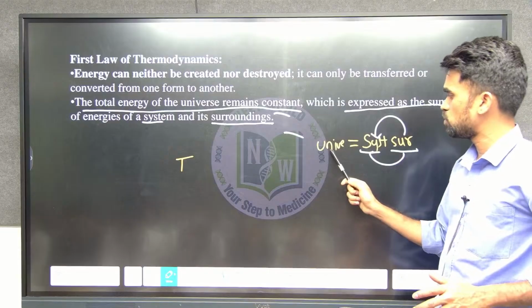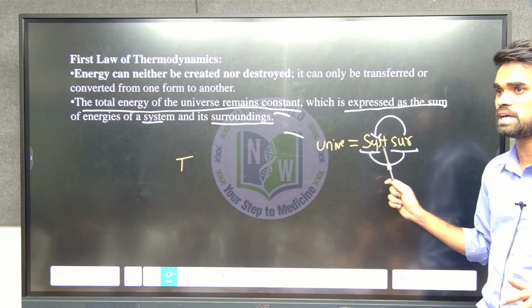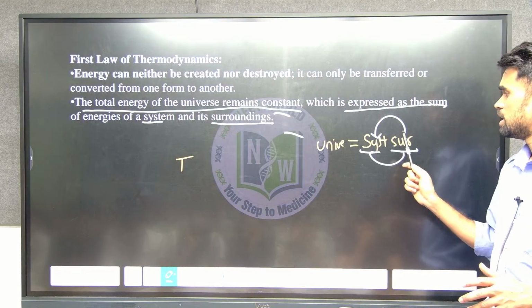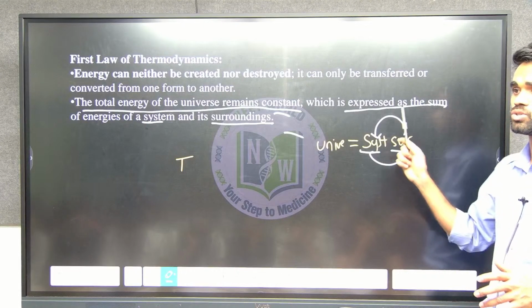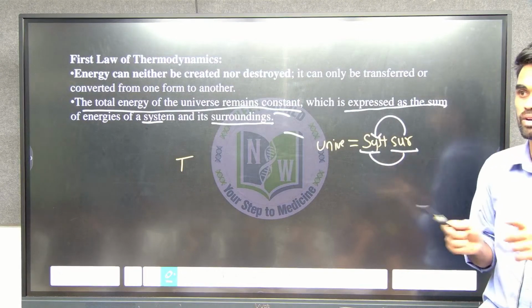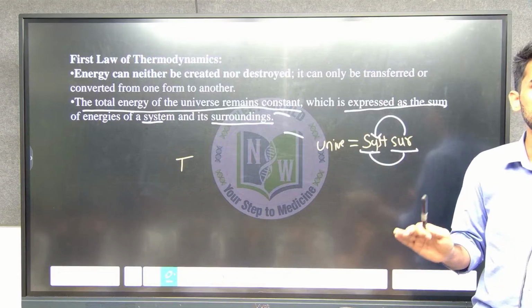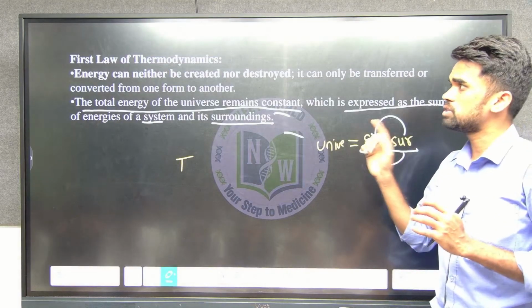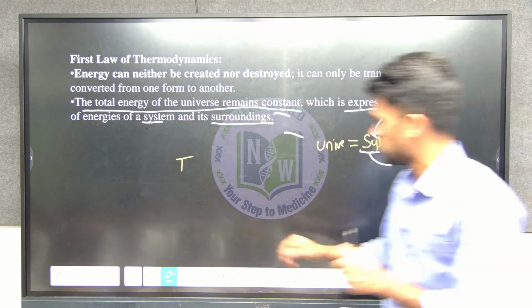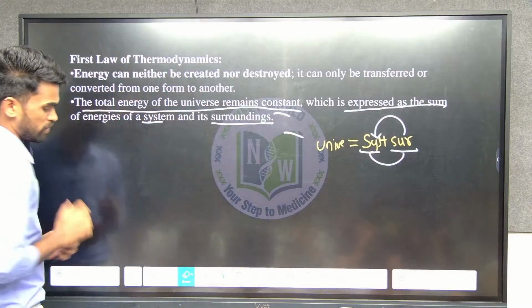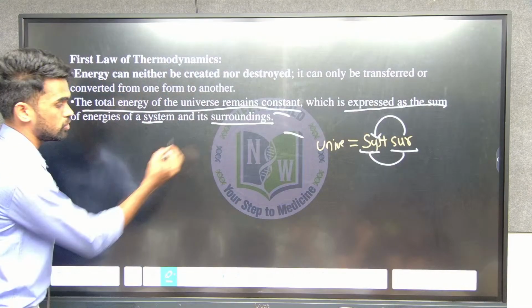So energy of universe is equal to energy of system plus energy of surroundings. Energy can transform from surroundings to system, or system to surroundings, but the total energy of the universe will remain constant. Okay, so this is the first law of thermodynamics. Now the mathematical form of the first law of thermodynamics is an important thing you need to remember.